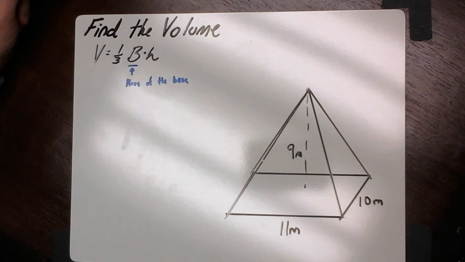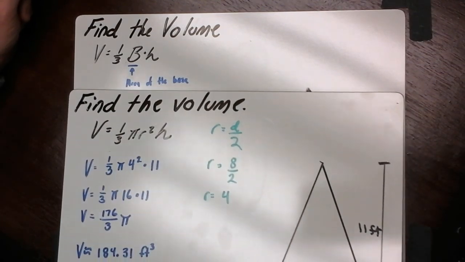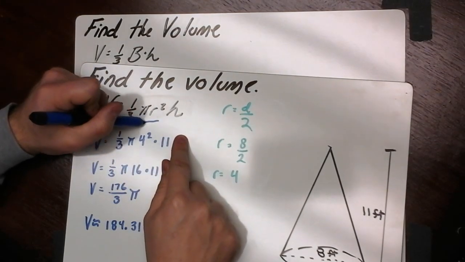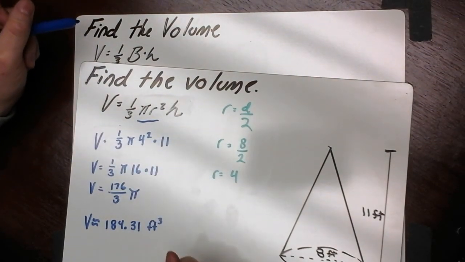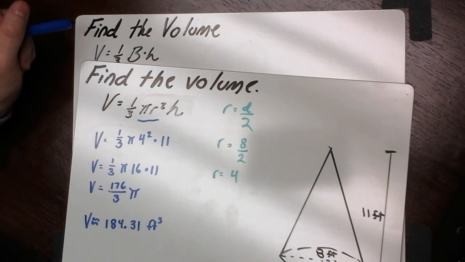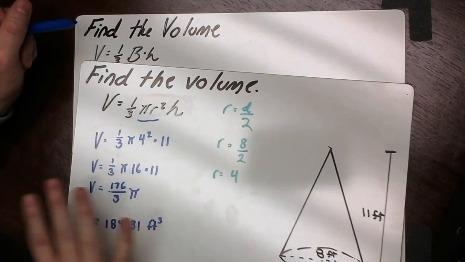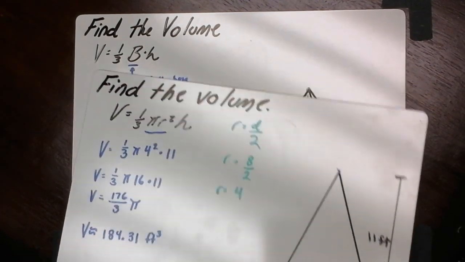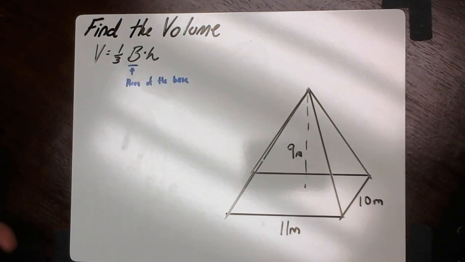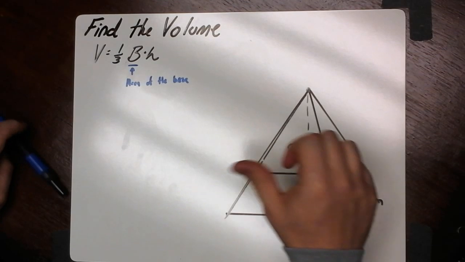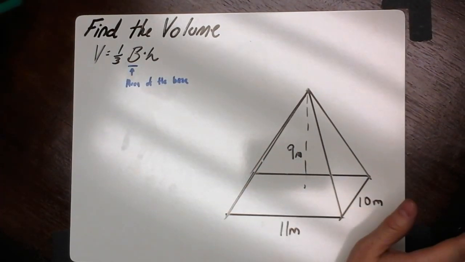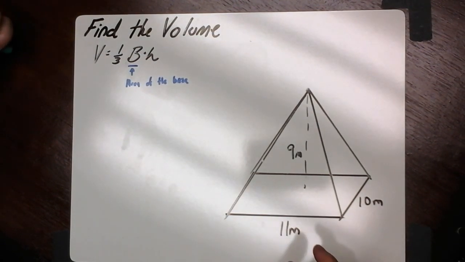But let's take a look real quick at what I had to do with the cone. Area of the base, right? The area of the circle, then times the height. Now in this case, that smoothed out and kind of rolled pretty nicely. But that's not always the case with these. This guy recommends that you find the area of the base first, then plug it into the formula.